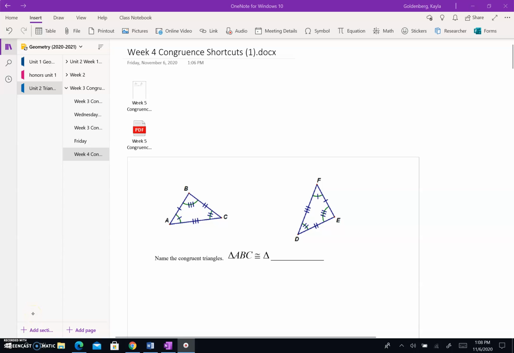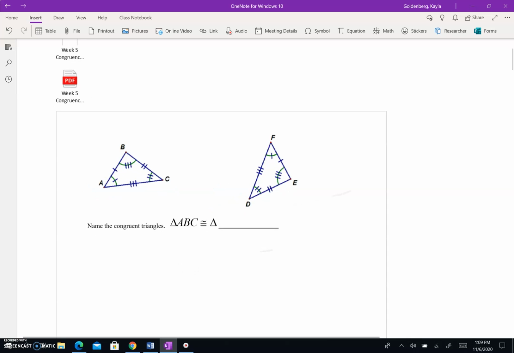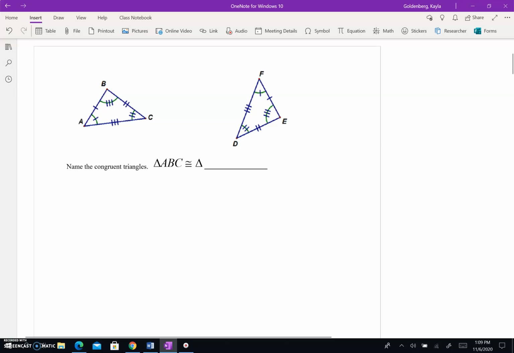Hey geometry students, welcome to week 4 where we're going to continue learning about congruent triangles like last week. At the end of last week on Friday, we did a Desmos activity where we tried to figure out faster ways to know that triangles are congruent. So that's going to be the focus of our lesson. We're going to go over some of the things that you guys noticed and thought about on Friday.